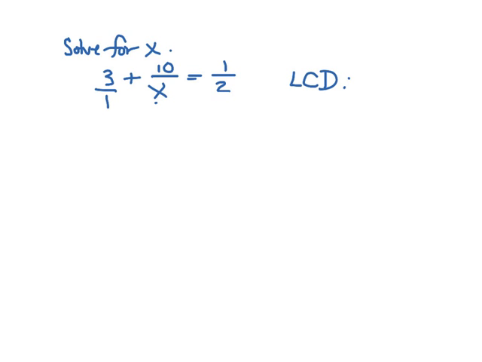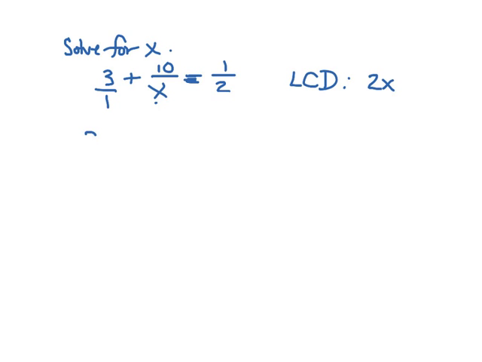This is a 3 over 1 here, and then I have an x and a 2. So my least common denominator is 2x. And if I multiply everything through by 2x, I can get rid of the fractions. Now remember, the only reason I can do this is because I'm working with an equation here, right? I have an equal sign, so I can multiply on both sides of the equal sign without changing the balance.